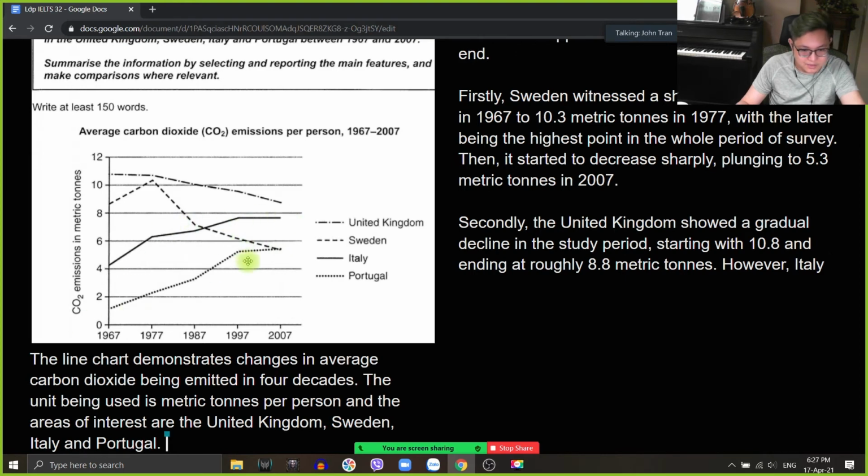So these two are very similar. So how can we describe it now? You can see that there are two parts that are worth mentioning, which is this one and that one.